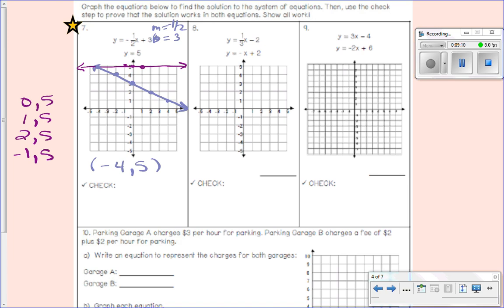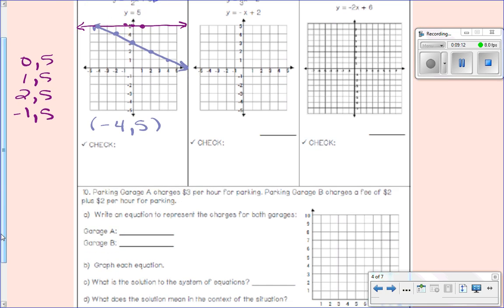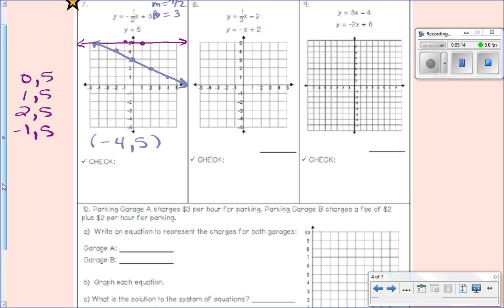Okay, and then how are we going to check? We're just going to plug it in. So for the one y equals 5, for the y value, you're just going to substitute in your y value, right? Amazing. Are we good with that one?